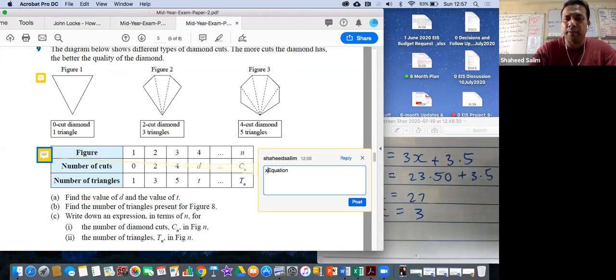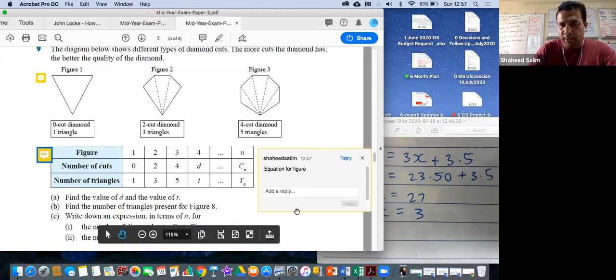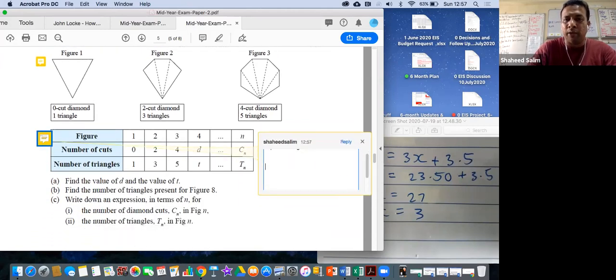Let us look at the pattern. In order to do this, we take it slow. Okay, we take it slow. So I'm now going to show you step by step. So now figure 1. Let us look at figure 1 first. F1, you have 0 cuts. And then one triangle. Now, what we know for sure is, just now we established, the triangle is always more than the number of cuts by one, correct?